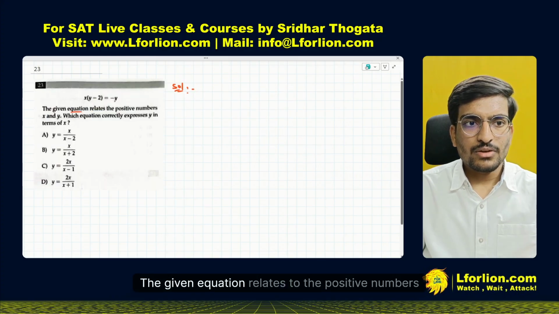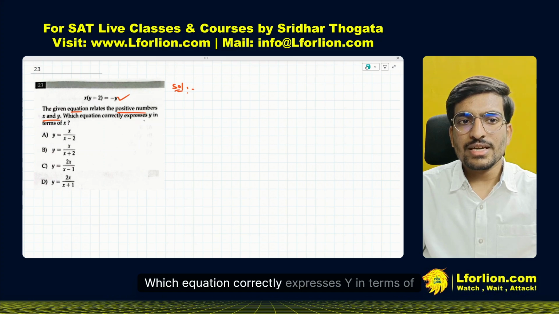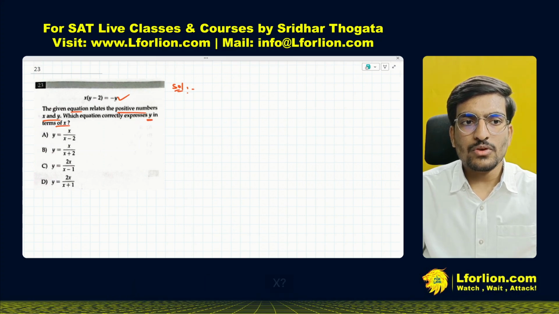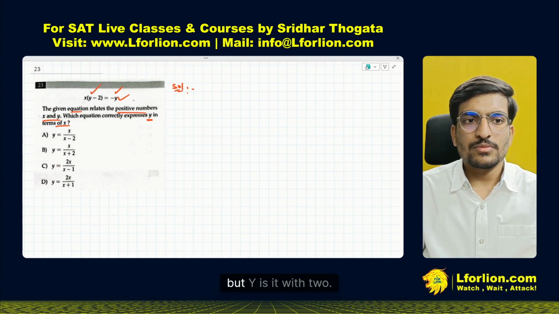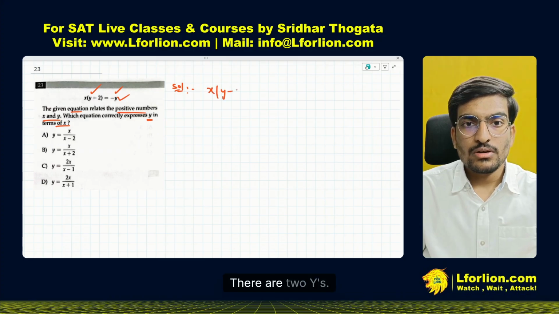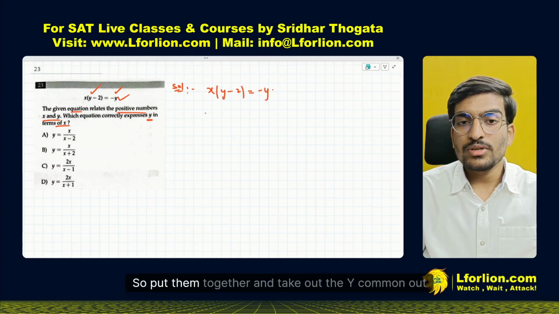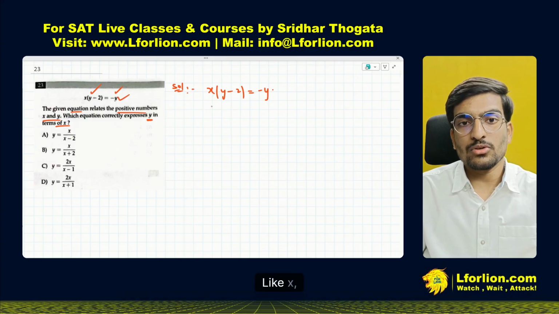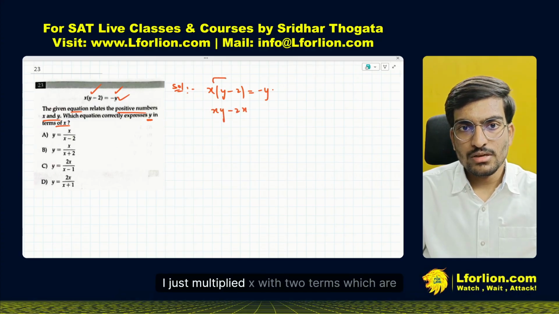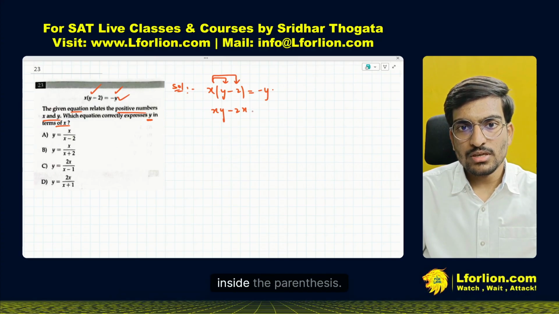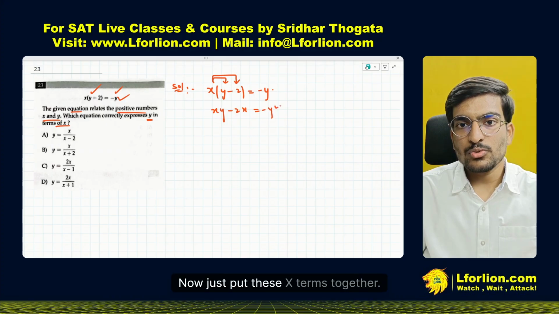The given equation relates the positive numbers x and y. Which equation correctly expresses y in terms of x? We want y in terms of x, but there are two y's. So put them together and take y common out of it, like xy minus 2x. I just multiplied x with the two terms which are inside the parenthesis. Now just put these y terms together.